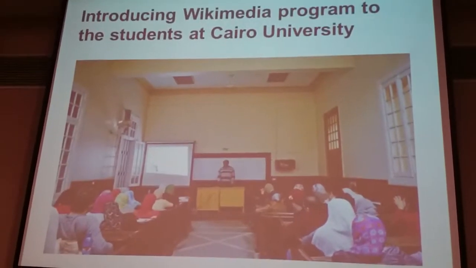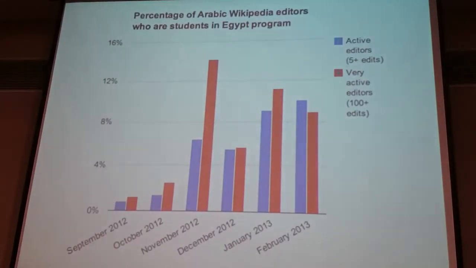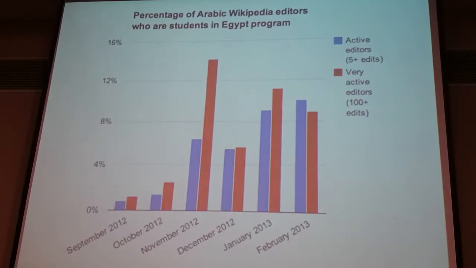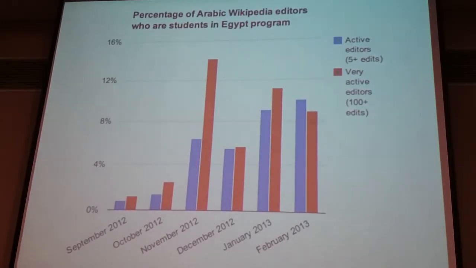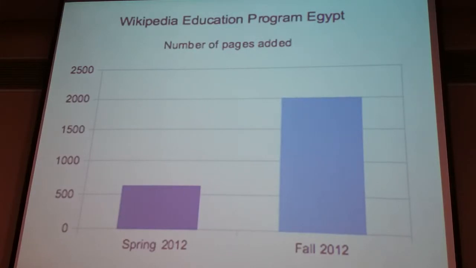And here is one of our workshops at Cairo University. Now let's talk about numbers of students. Here is the percentage of Arabic Wikipedia editors who are students in the Egypt program. We can see it starts small, then gets larger, and now about 10% of active Wikipedia editors are students from the Egypt program. It's very high, very significant. I'll get you the exact number. And here is the number of pages added by the students: in spring it was about 600, and in fall 2012, it's 2,000 articles.